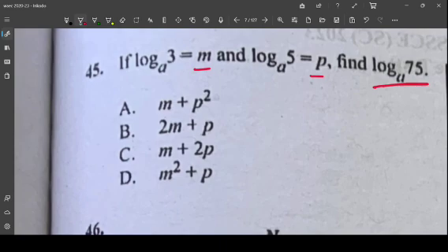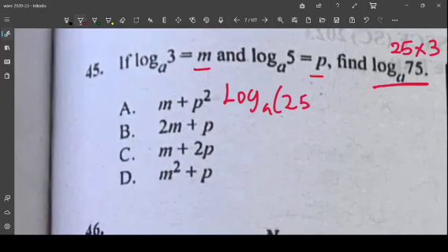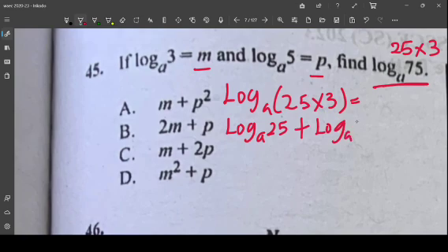All right. Now, if you look at this log to the base a of 75, 75 is the same thing as 25 times 3, right? So it means I can write it as log to the base a of 25 times 3. And we also know that I can further separate 25 times 3 into two separate logarithms of the same base. This will now be equal to log to the base a of 25 plus log to the base a of 3.